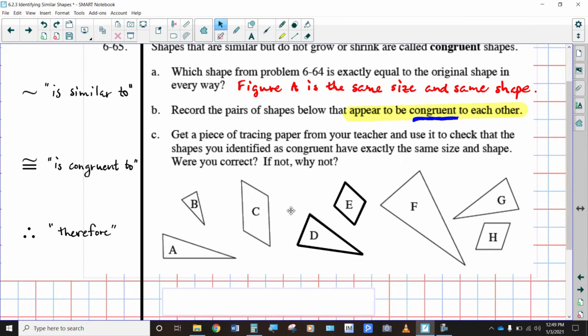Now let's take a look at C. Are there any other parallelograms that look like they're shaped like this? No, E and H are not as stretched out as C, so that wouldn't work. And then you look at E, looks like it's matching up with H, right?